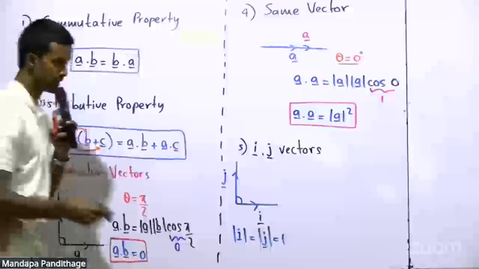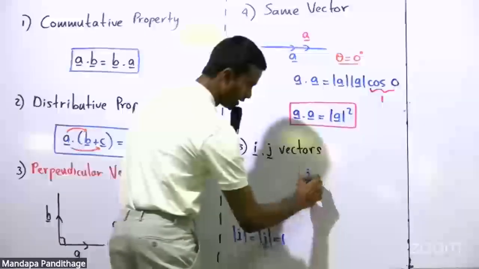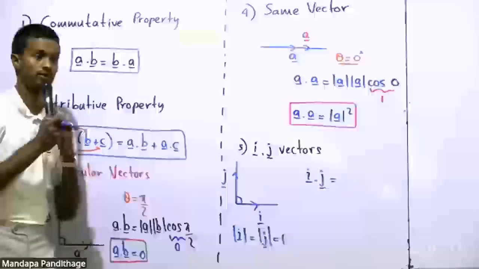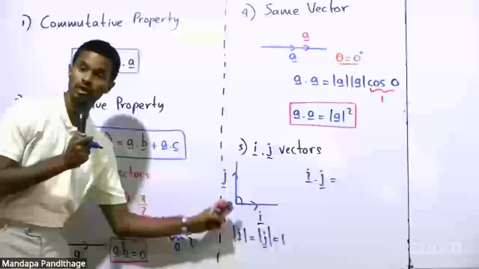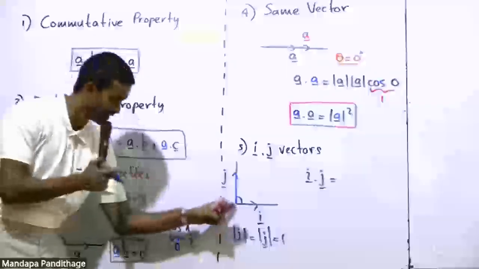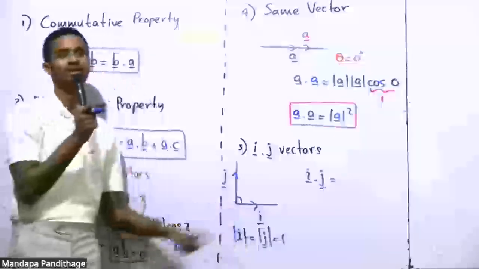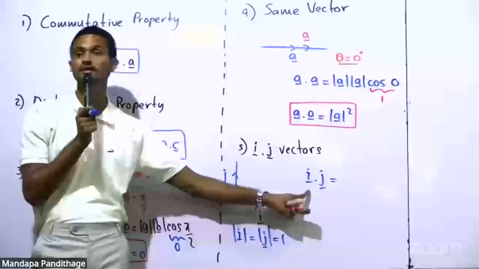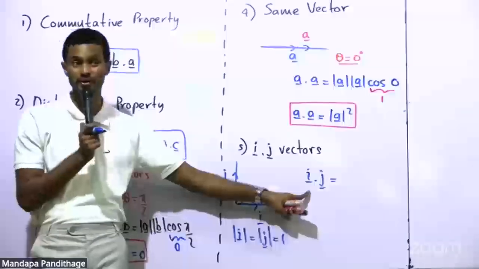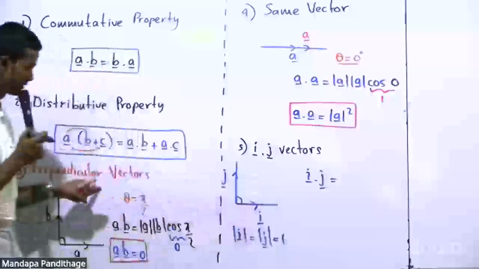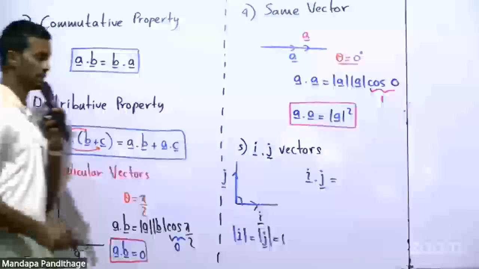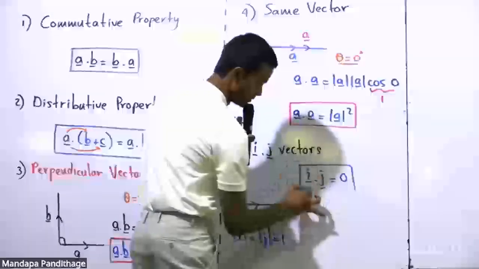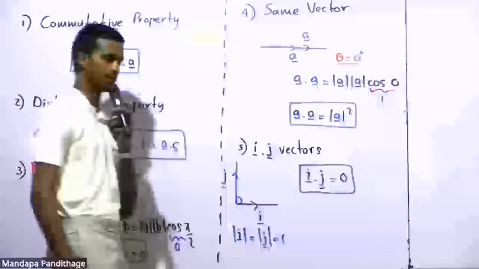Now look at this. What can you say about i dot j? i and j are two what? Perpendicular vectors. So when two vectors are perpendicular, the dot product is equal to 0. So i dot j is equal to 0. We can use these results directly.